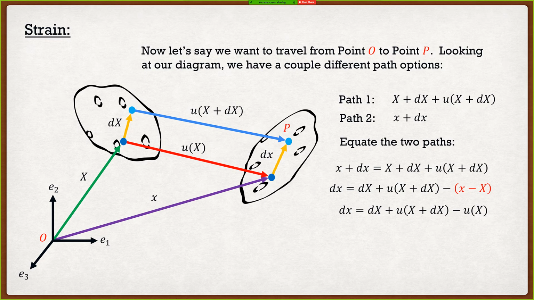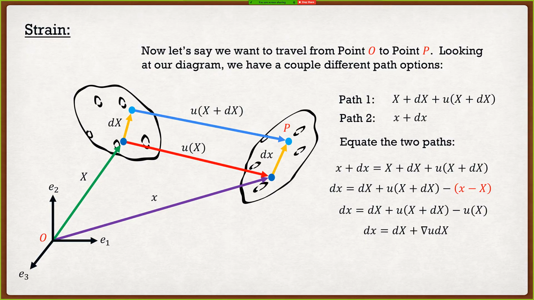Now, this is a little bit outside the scope of the course. That's why I haven't really covered it. But this right here, u of x plus dx minus u of x, is actually something very special. If you go into vector calculus or tensor calculus 2, you will know that this is referred to as a gradient. So more specifically, we can simplify this into d small x is equal to dX plus nabla u, which is going to be our displacement gradient. That nabla u, or that upside down triangle, is our displacement gradient times dX. All right, so that's our displacement gradient.